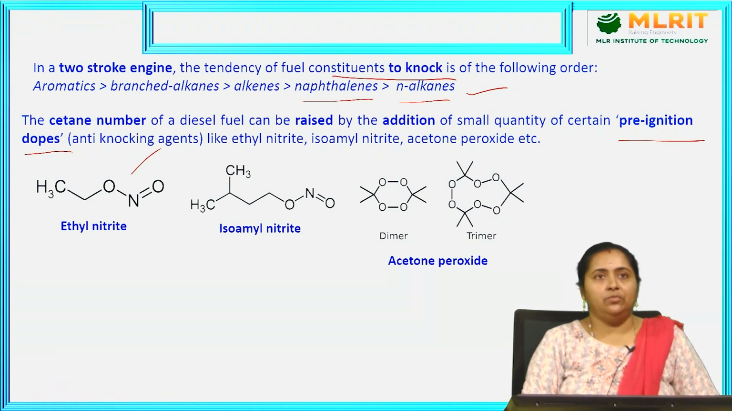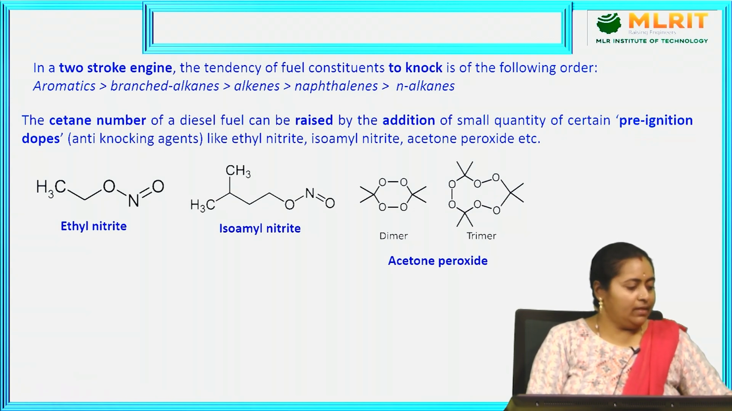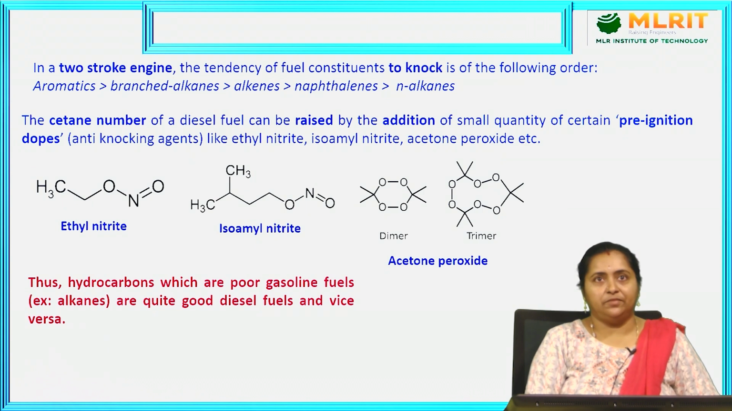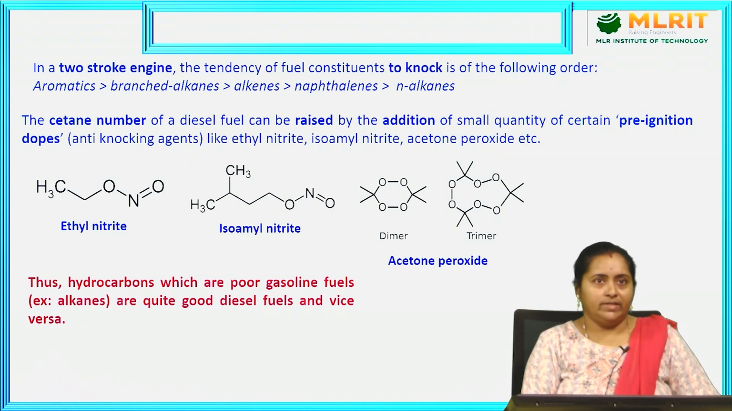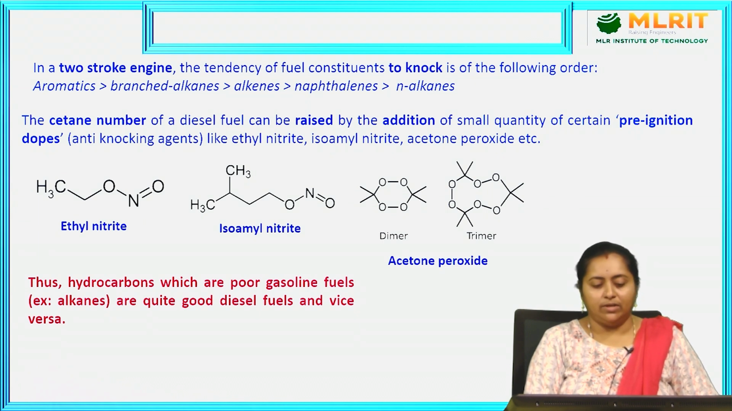As I told you, what makes the difference between octane number and cetane number is that octane number exists for petrol based ICEs and cetane number exists for diesel based ICEs. For octane number, pre-ignition will take place. For cetane number, delayed ignition will take place. And the examples and the tendency of the fuel constituents we have also discussed so far. So finally we can conclude that hydrocarbons which are poor gasoline fuels, like alkanes, are quite good diesel fuels, and vice versa.